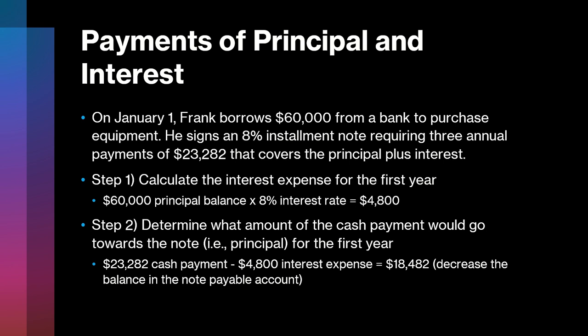Step 2, we have to determine what amount of the cash payment of $23,282 will go towards the note, which is the principal amount, for the first year. You take $23,282, the cash payment made by Frank, subtracted by the $4,800 of interest expense determined in step one. Then you get $18,482. That amount is what's going to decrease the balance in the notes payable account.